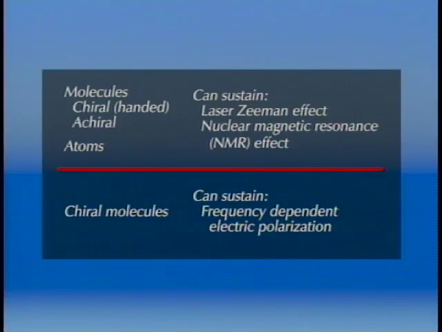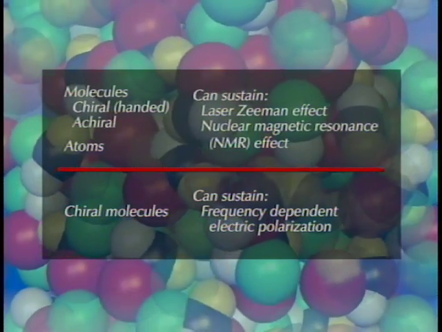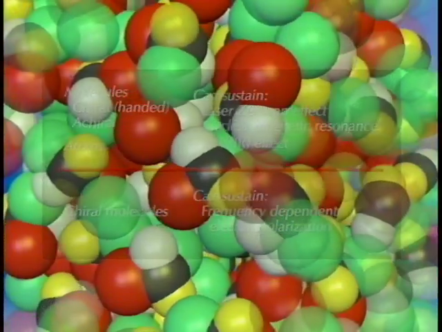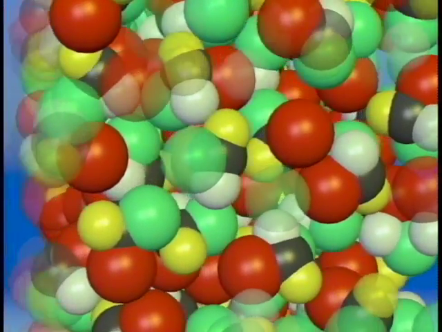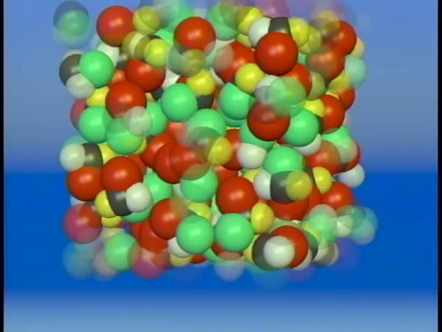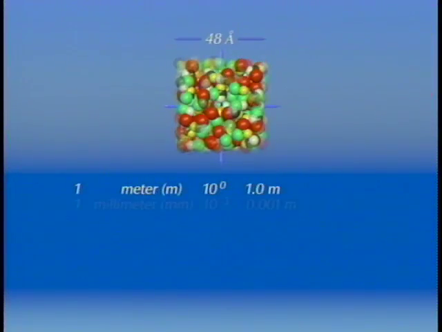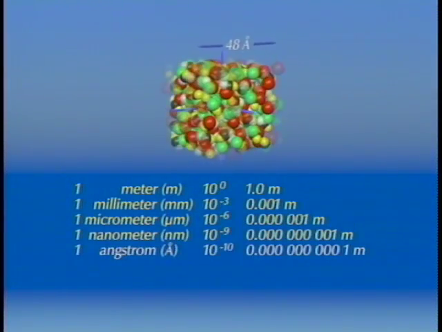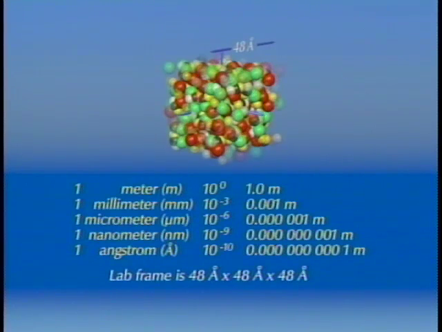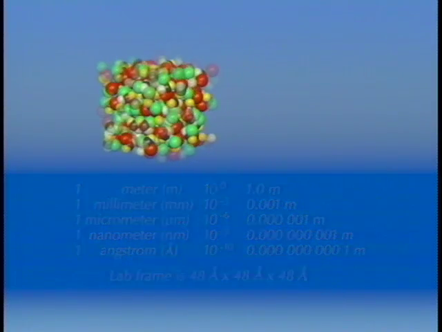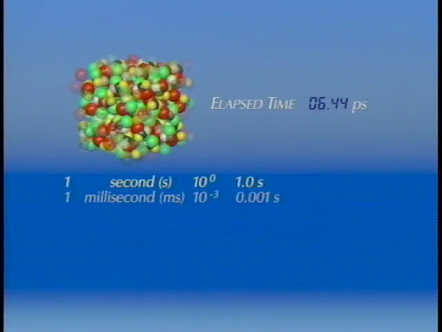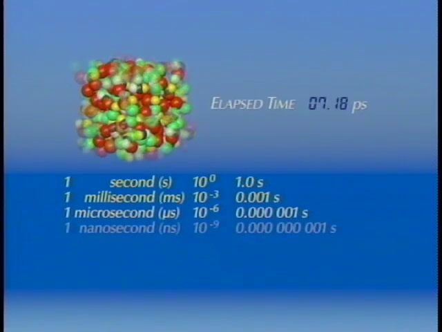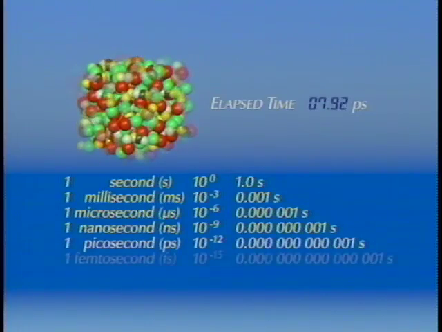This animation shows the effects of frequency-dependent electric polarization, the electric counterpart of the laser Zeeman effect. The effects of simulated pulses from a circularly polarized pump laser on the motions of chiral molecules in the liquid state will be clearly seen. The size of the cubic laboratory frame, containing 108 molecules of the specimen being studied, is 48 angstroms on a side, or about 1/1000th of a meter. The duration of each laser pulse is only a few picoseconds, that is, only a few million millionths of a second in duration. Each time step in the simulation is 10 femtoseconds, or 1/100th of a picosecond.